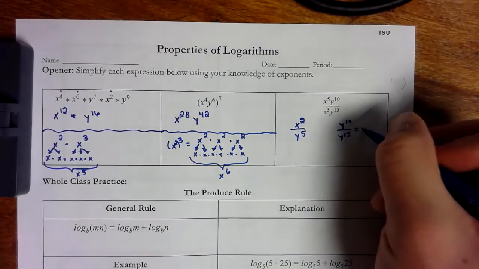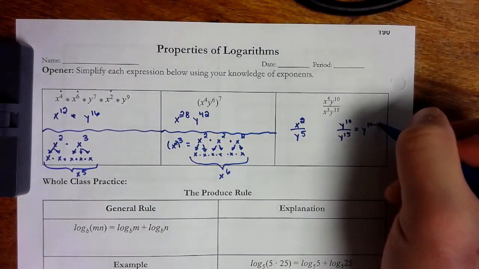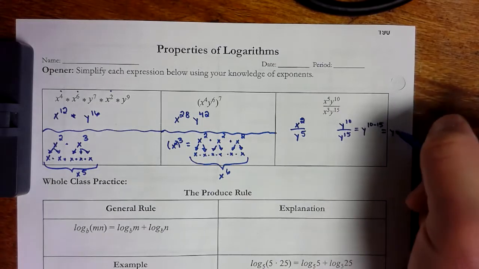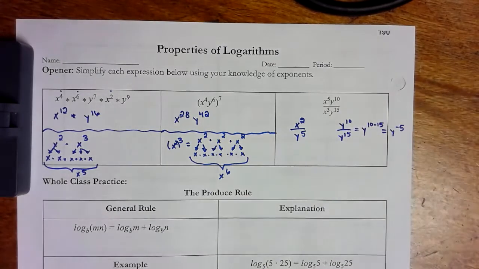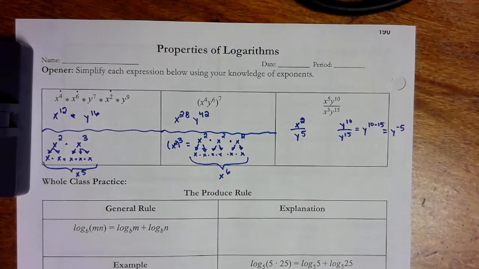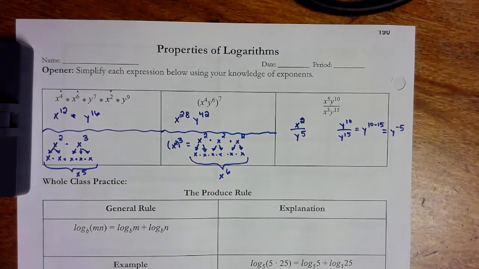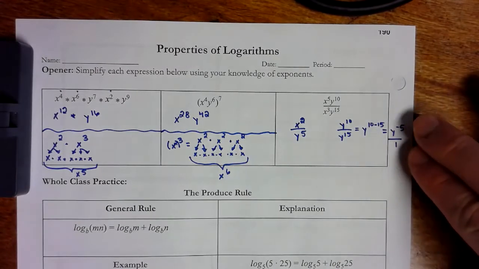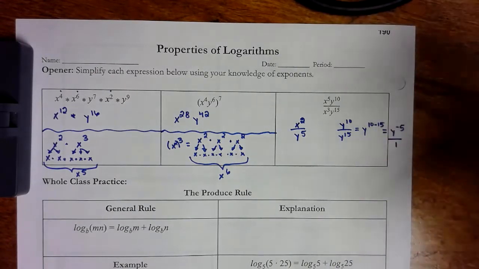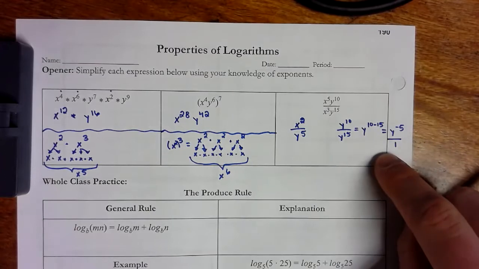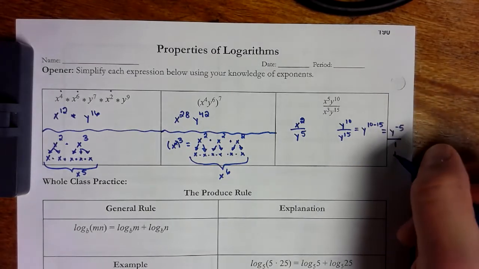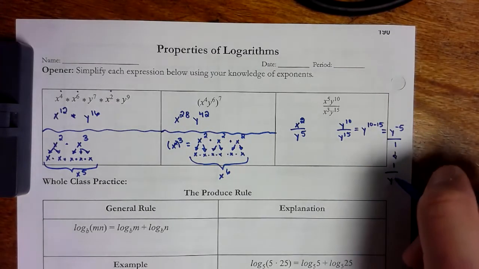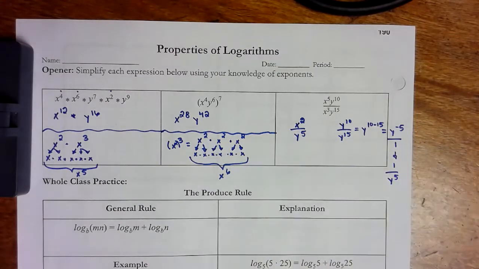If I subtract these, that's really y to the power of 10 minus 15, which is y to the power of negative 5. If I have a negative exponent, that changes the location of that base. So we can say everything is a fraction by putting it over 1. And so essentially when I have a negative exponent, I want to flip that. This base goes to the bottom and the 1 will come up top. So this is really 1 over y to the power of 5. And that's why I got that there.